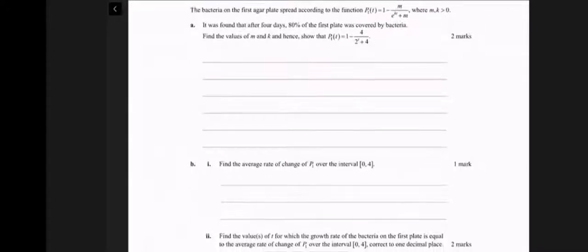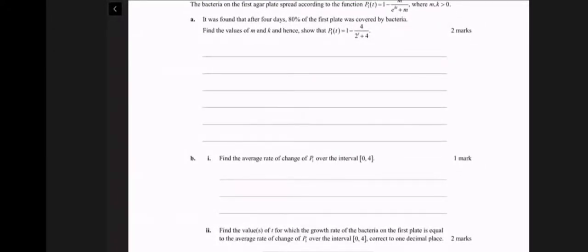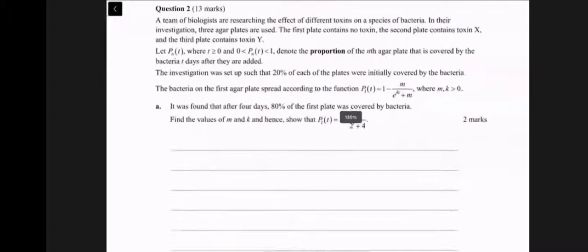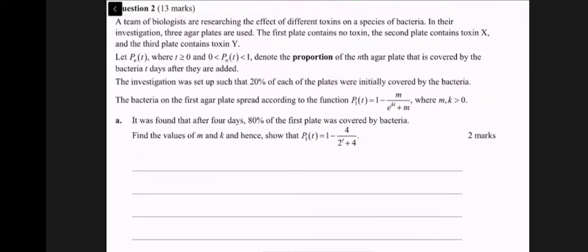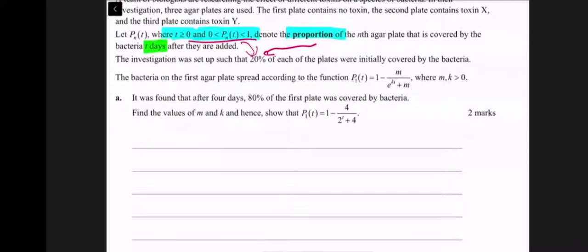So question 2. So we have some agar plates. So important things to note here, it didn't really affect this question, but always keep in mind the restrictions on stuff. If it's in bold, it's important, and the units that stuff is in, and then you can link the proportion to the percentages. Generally you can tell what you're going to be equating: you're not going to be equating PT to 20, you're going to be equating it to 0.2.